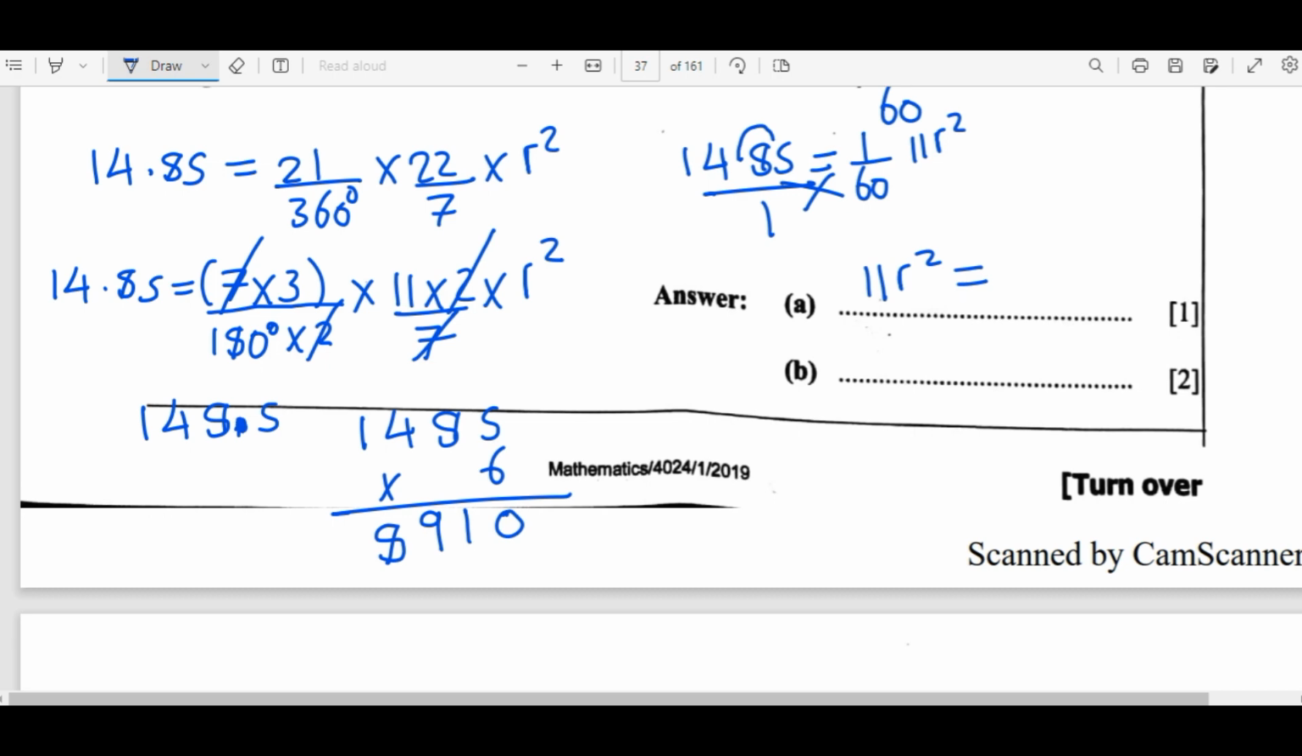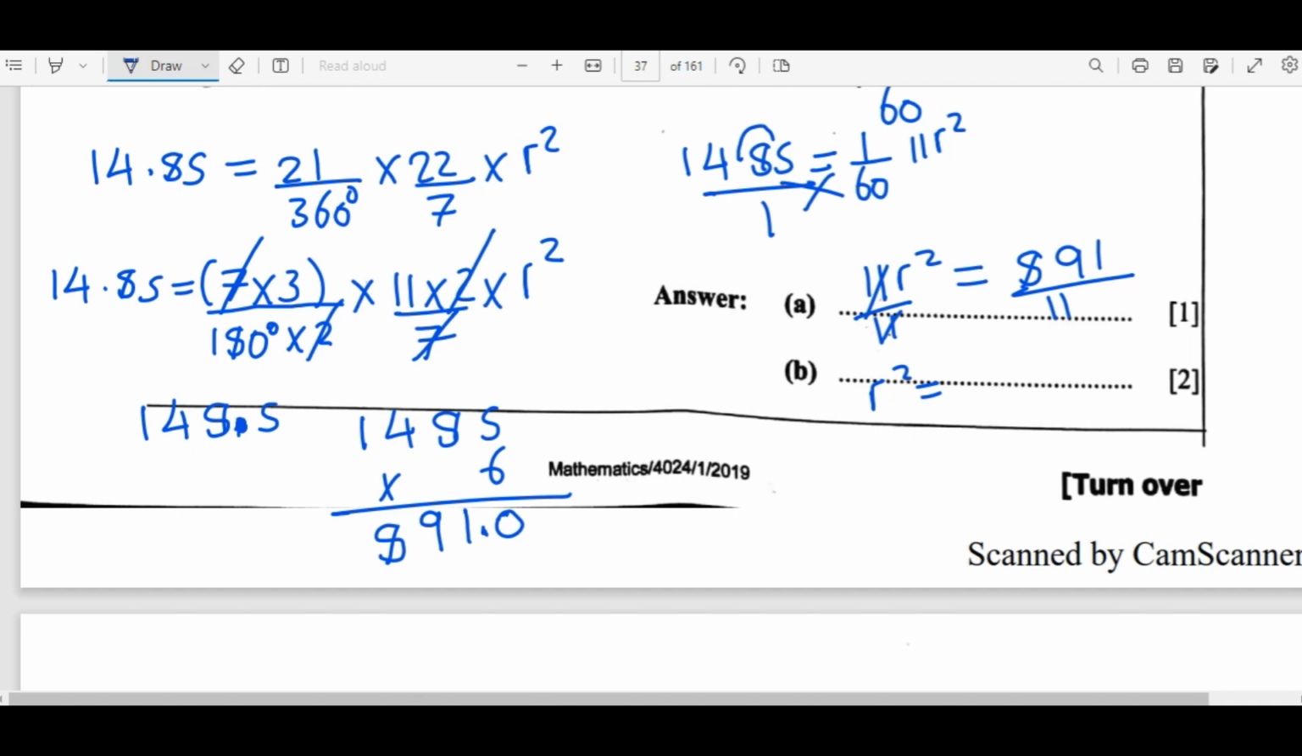Now remember, we ignore the decimal here. So the decimal is here. So 11r squared is equal to 891. Then we divide by 11. We also divide by 11. So can 11 go into 891? What do you do in a case where you do not have a calculator? Like for the given question, we do not have a calculator, so we need to check.